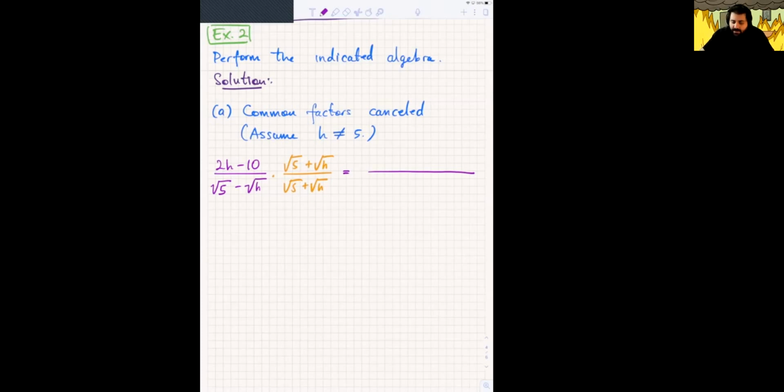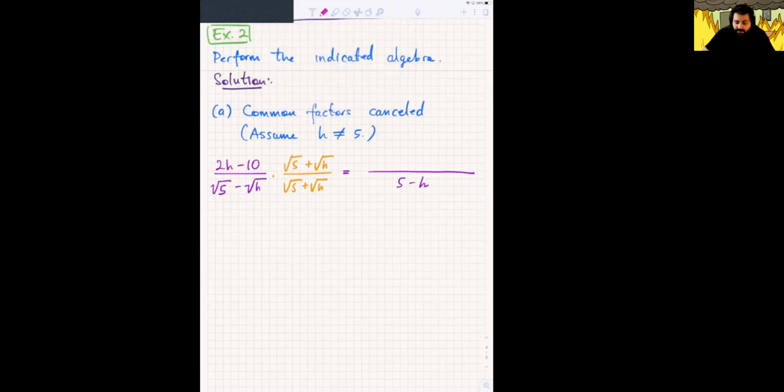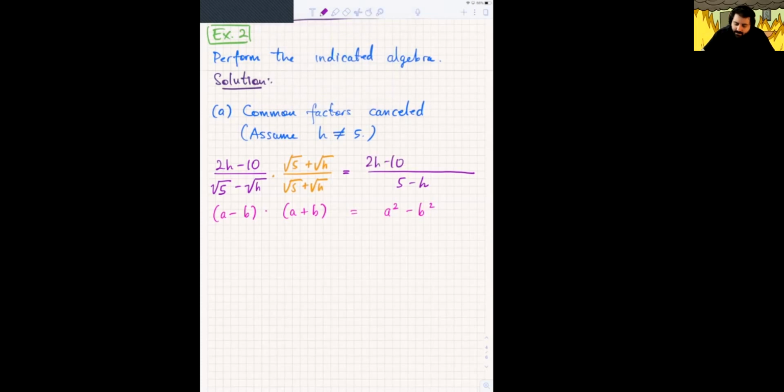Right, so we get 5 minus h. What identity are we taking advantage of when we use the radical conjugate? We're exploiting a very common identity. Right, difference of squares, right? This looks like a minus b times a plus b. So it should end up being a squared minus b squared, right? Okay, good. And now the numerator, I have 2h minus 10 times square root 5 plus square root h.